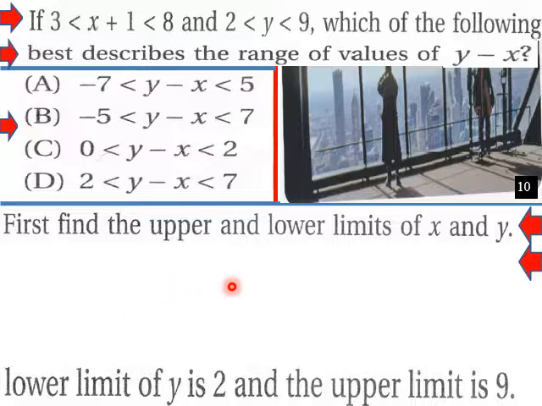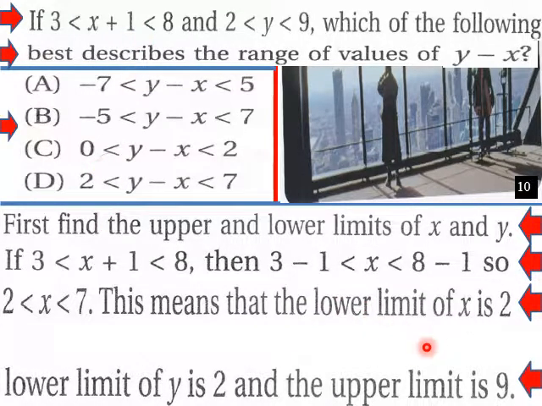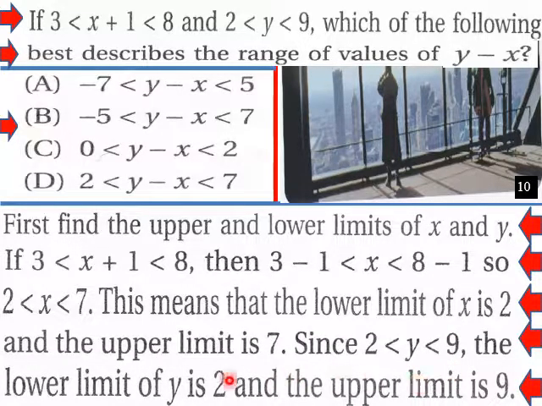For the first inequality, we have 3 minus 1 is less than x is less than 8 minus 1. So we get rid of this 1 by subtracting 1 on both sides. This means that the lower limit of x is 2 and the upper limit is 7. Since 2 is less than y is less than 9, the lower limit of y is 2 and the upper limit is 9.